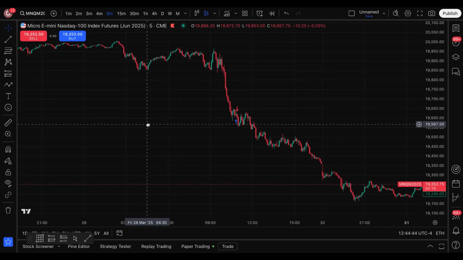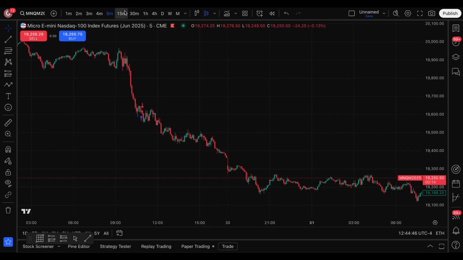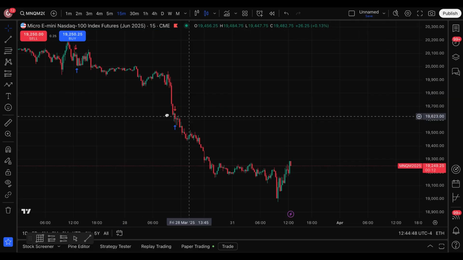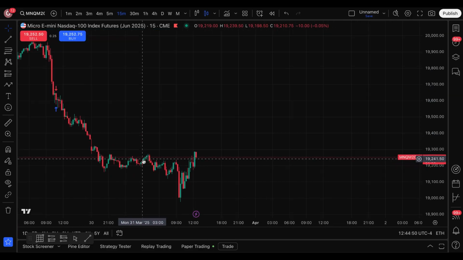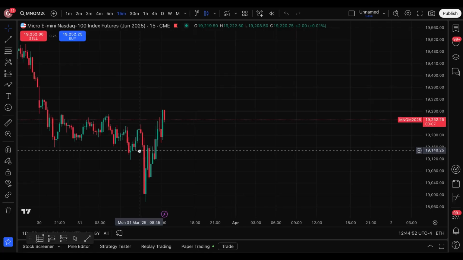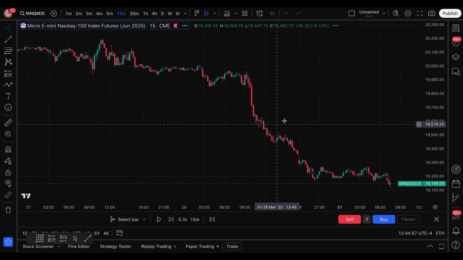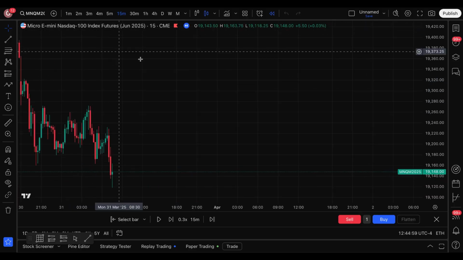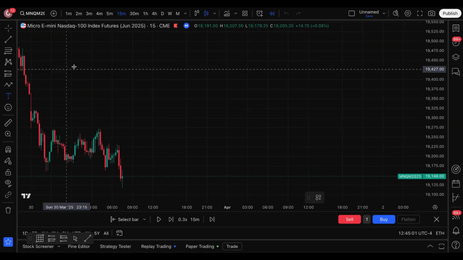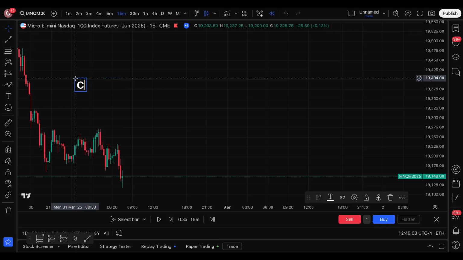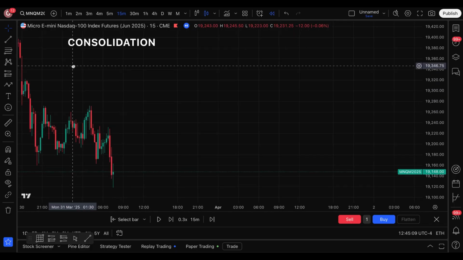So now let's go to consolidation. Let's look for consolidation, guys. So consolidation would be something like this, right? Consolidation will be right here. Look, as you can see it. What is consolidation? Consolidation is when the market is moving sideways, right? So you guys can see this chart right here.